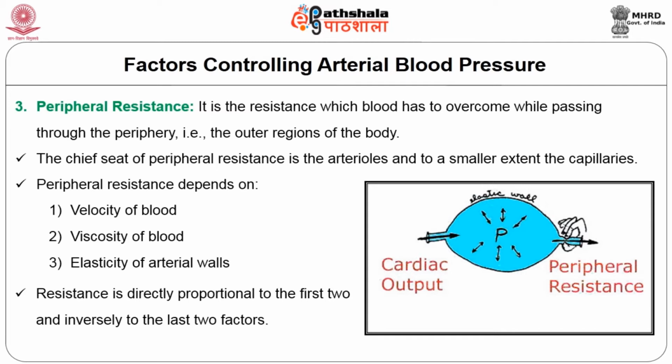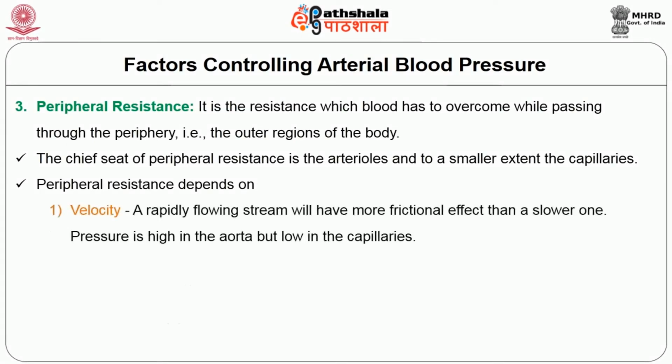Resistance is directly proportional to the first two and inversely proportional to the last two factors. Velocity: a rapidly flowing stream will have more frictional effect than a slower one. Hence, pressure is high in the aorta but low in the capillaries.